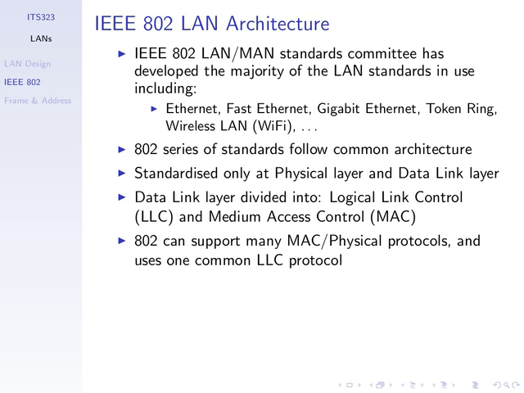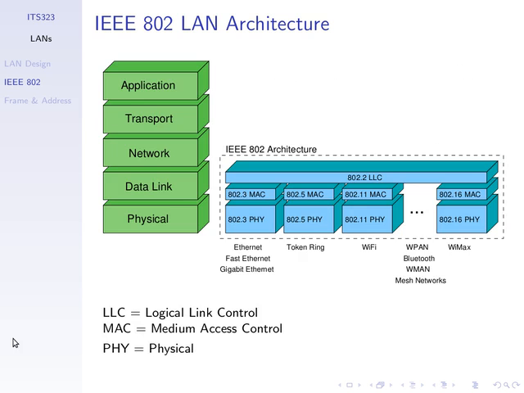All of the 802 series of standards follow some common architecture. And it's shown here. Here's our normal five-layer stack. The 802 standards focus on the bottom two layers, physical layer and data link layer. But in fact, they divide the data link layer into two sub-layers, logical link control, LLC, and medium access control.